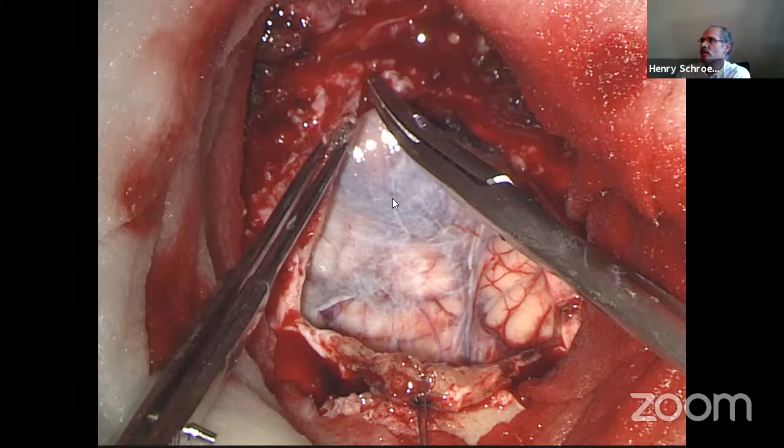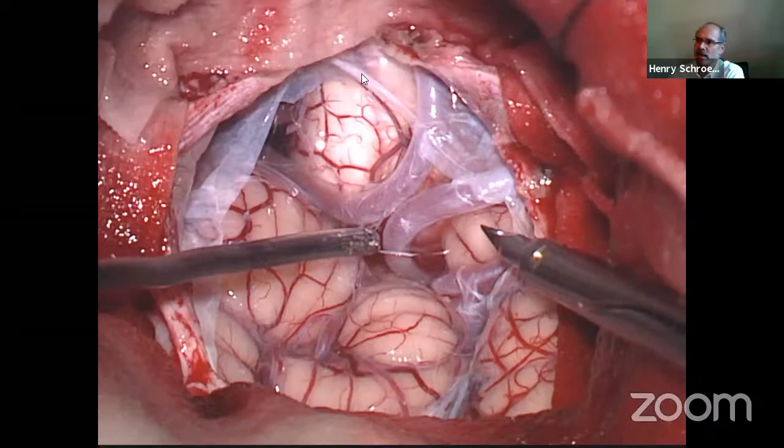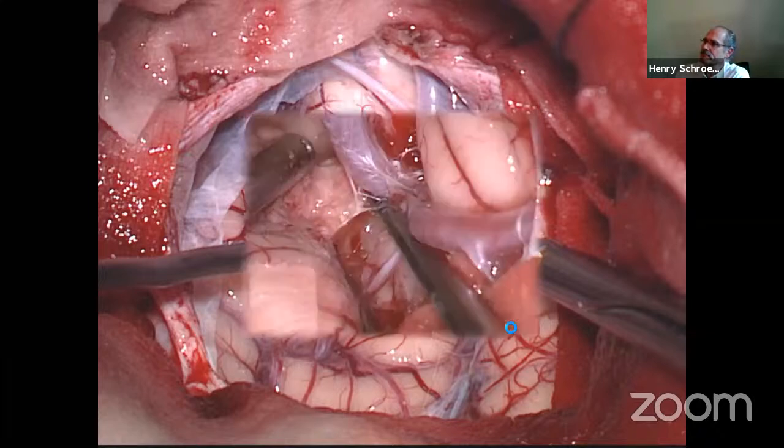You see the arachnoid. Next step is to open the arachnoid. I resect it. I don't suture it back like some people advise. And then you see we have to locate the PICA. PICA is divided. This is very asymmetrical in this patient. Here is the uvula of the vermis, tonsils and tonsils, and then we open the fissure between the vermis and the tonsils.